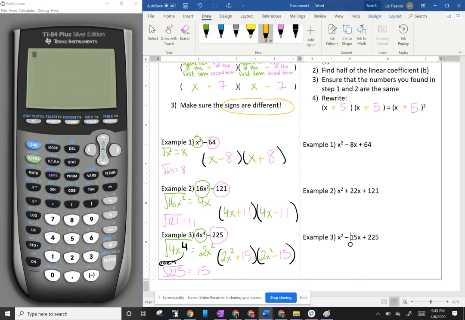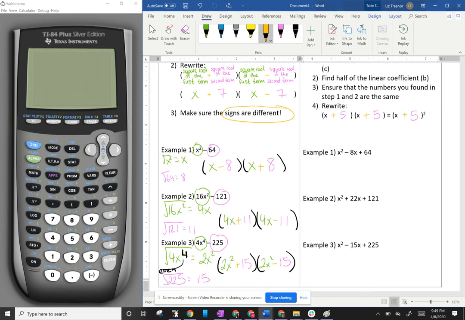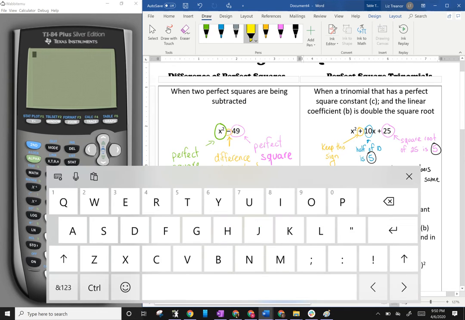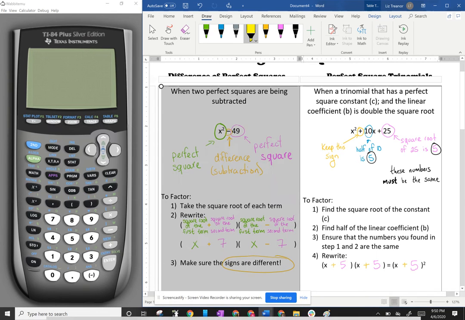Now, one thing to make sure and double check before you're doing questions like this is to remember that this is called the difference. It's not popping up right now.